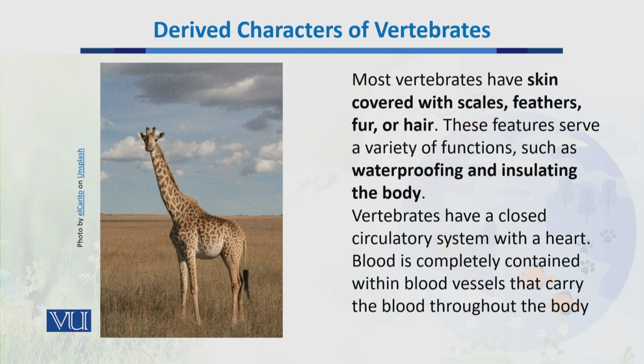Vertebrates also have a very advanced closed circulatory system with a pumping heart, and their blood is completely contained within the blood vessels, which carry the blood throughout the body. Almost all the cells present in the body of these vertebrates are directly in contact with those blood vessels, so that exchanges of nutrients as well as different gases take place efficiently.